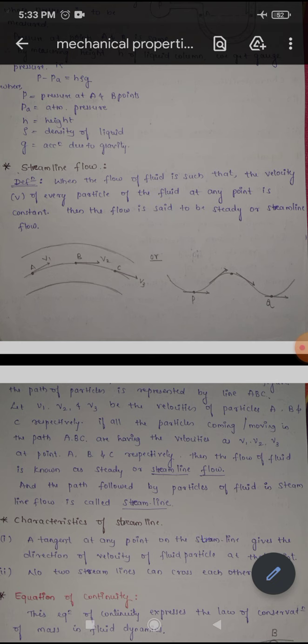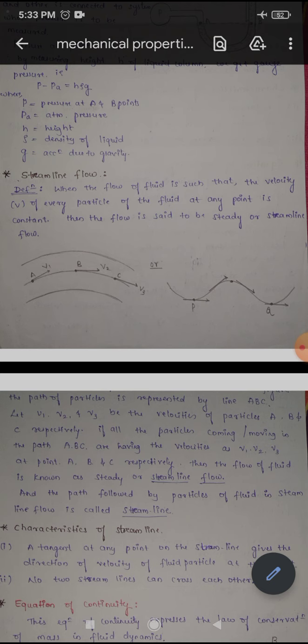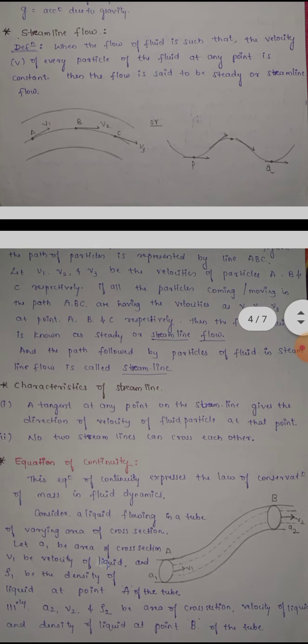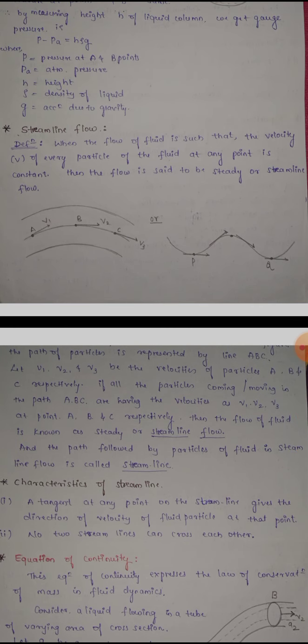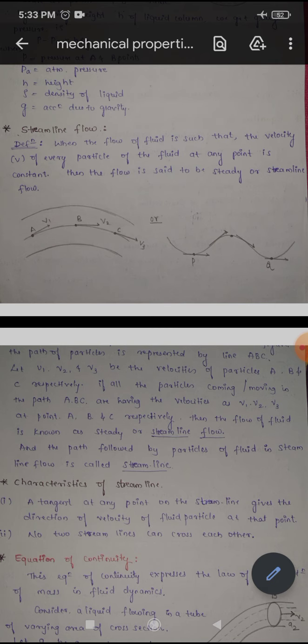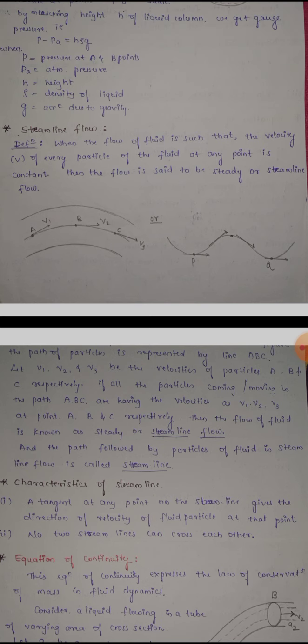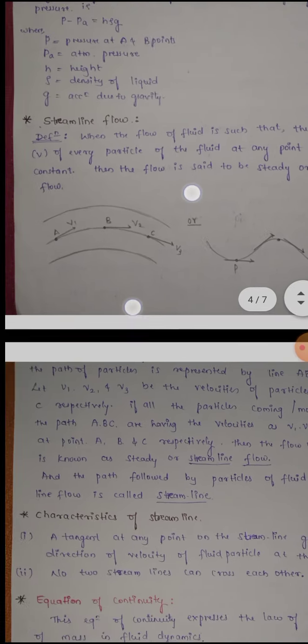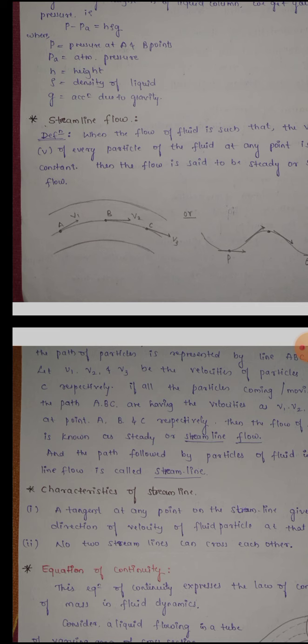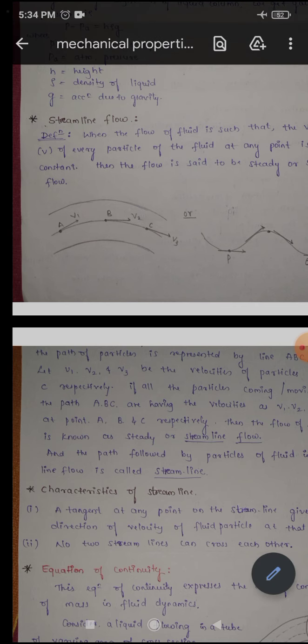See, consider this diagram. In this diagram, there is a tube in which the liquid is flowing through the points A, B, C. We are considering the points A, B, C in this tube. These are the three points where the velocities are v1, v2 and v3 respectively.